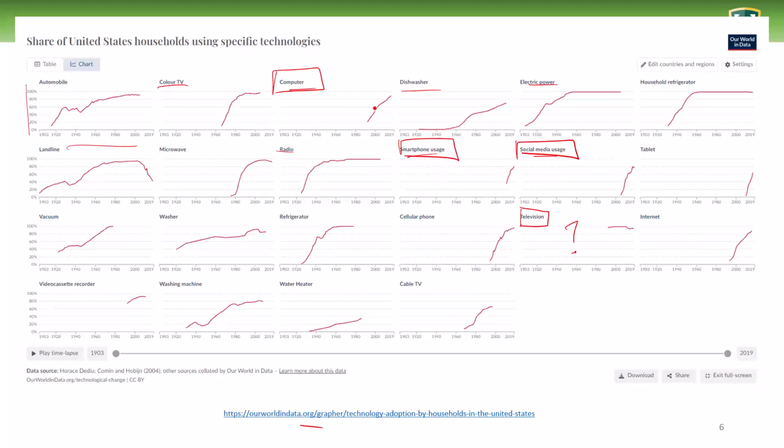But the idea is that we have different rates of adoption of technology, and computers and smartphone and social media usage have had internet here, tablet. They have had a very steep, very fast adoption. It seems like from just eyeballing, eye observation here, compared to some of the other ones. Some other ones are pretty steep as well. Microwave, look at this. This is almost like a straight line up.